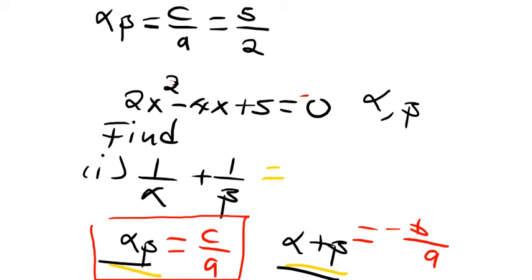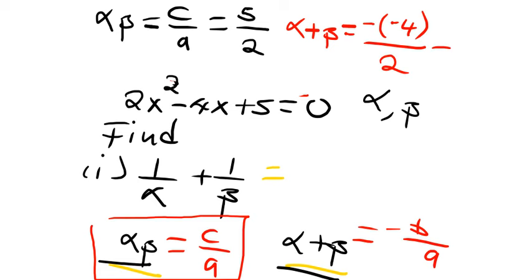Yes, sir. Then the summation of alpha and beta, what do we get to have? -b. So our b is already negative, so multiplying by the negative, it will become positive. Then again our a is still 2. So that would be 4 divided by 2, which would be 2. Are there any questions there?